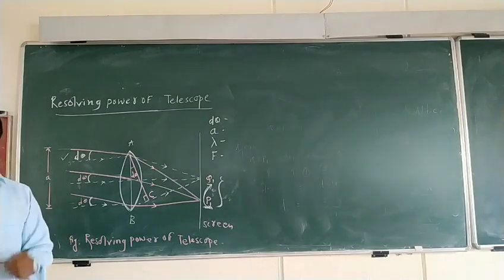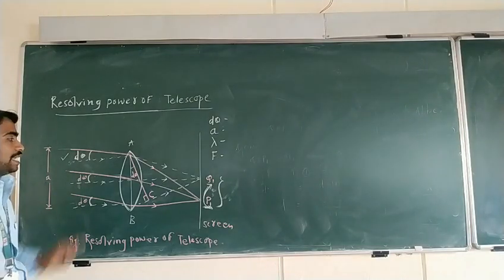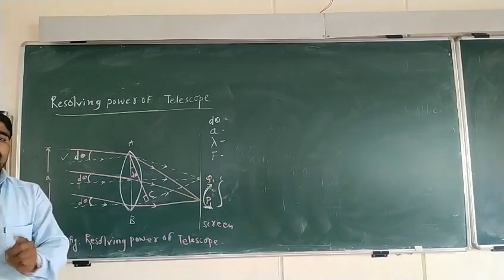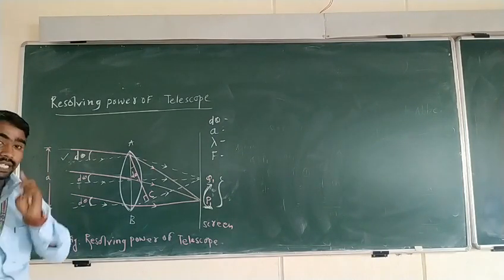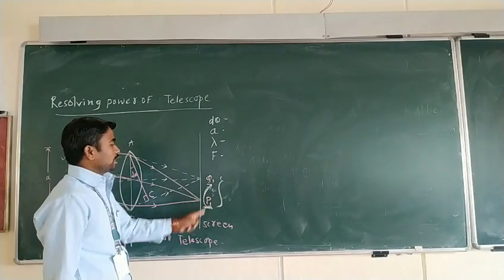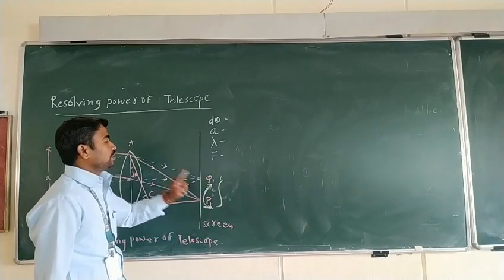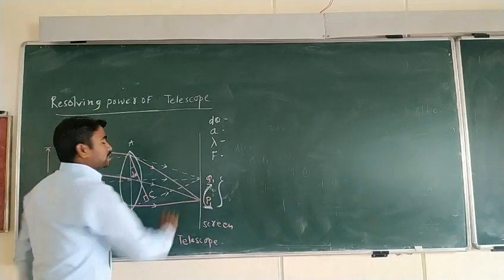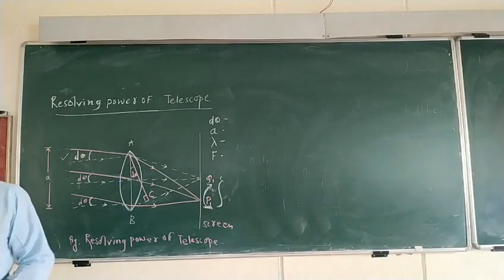According to the Rayleigh criterion, the two images P1 and Q1 are said to be just resolved if and only if the central maximum of P1 coincides with the first secondary minimum of Q1, then these two images are said to be just resolved, right?